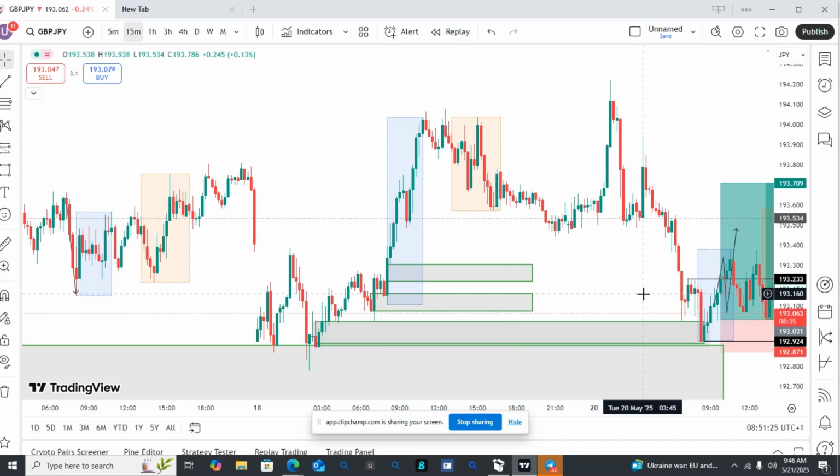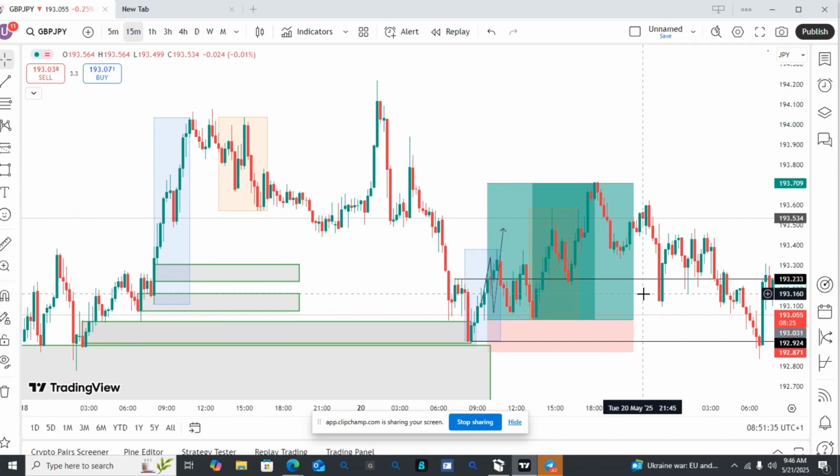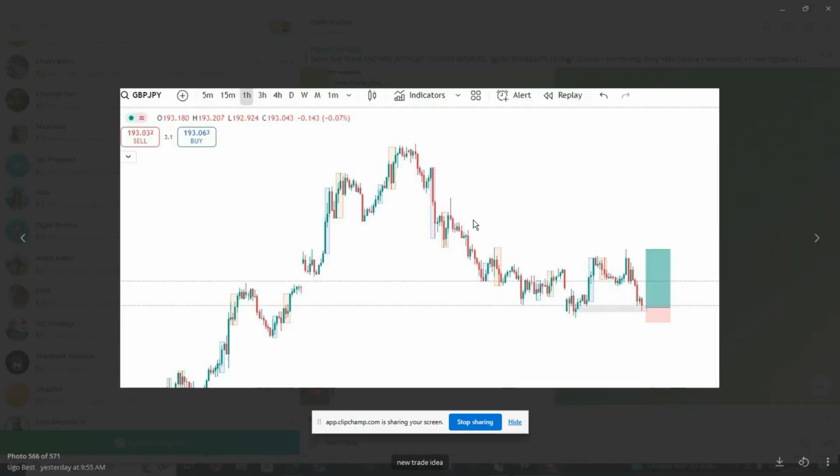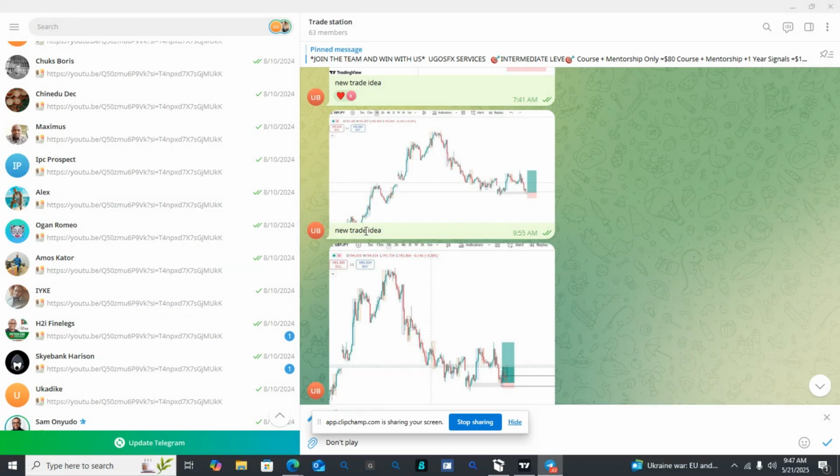So I was watching the price yesterday, being Tuesday or Monday. I was watching the price moving down. Immediately price started moving down to this zone, and I called this on my Telegram channel. Let me show you so that you see it. The pair is GBPJPY. This one is on a 1 hour time frame where I drew this chart and showed them the pictorial diagram of what is expected of this price to do, and I labeled it new trade idea.